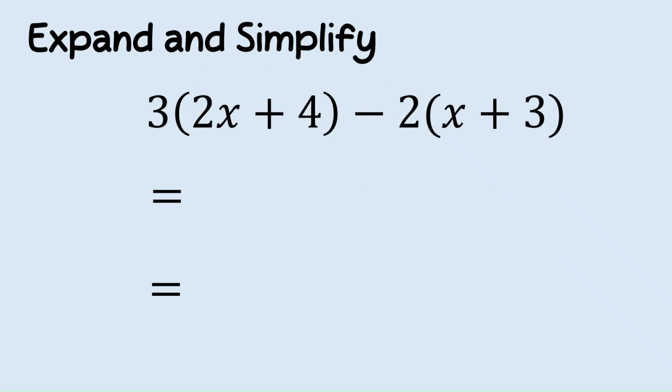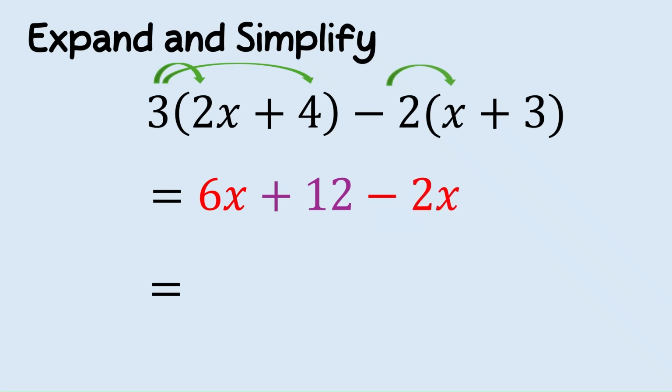Now for our final example, again we have two of these sets of brackets. To start with 3(2x + 4), we do 3 times 2x, which is 6x, and 3 times 4, which is 12. Now our second bracket is negative 2(x + 3). We've got to be really careful with that negative. So negative 2 times x, that's negative 2x. Negative 2 times 3, that's negative 6.